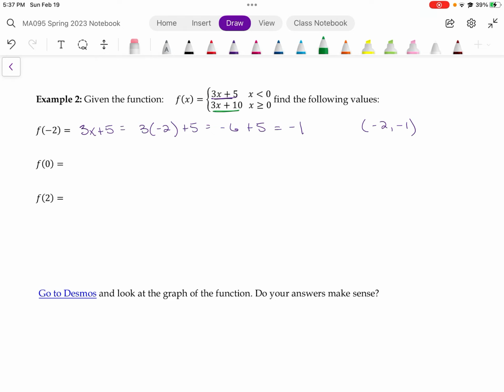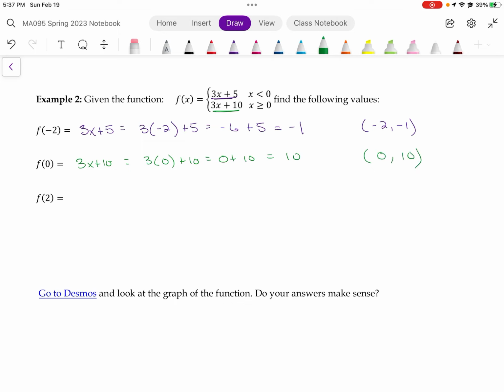All right, next, f of 0. 0 is greater than or equal to 0. So it's equal to 0, so we're going to use the second one. That is 3x plus 10. So we've got 3 times 0 plus 10 is 0 plus 10, which is 10. So our point is 0, 10.